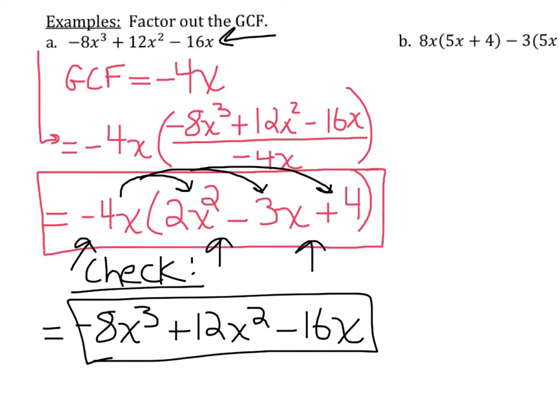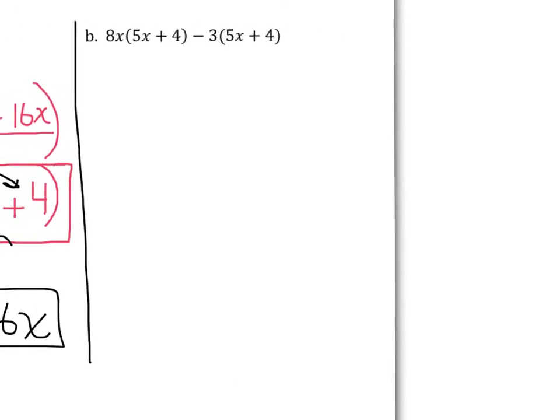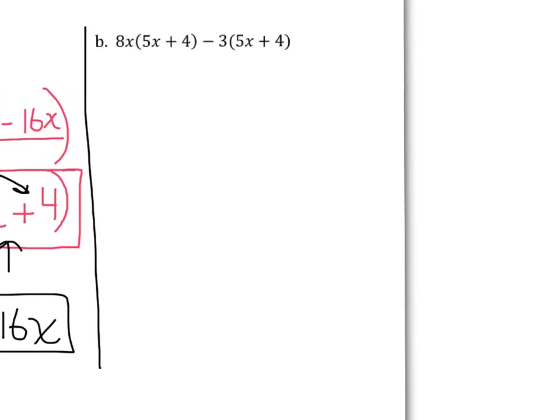All right. And we've gone through the process of factoring out the GCF. Let's look at one more example, because sometimes these get a little bit more complicated. In this example here, I have an 8x times the quantity 5x plus 4 minus 3 times the quantity 5x plus 4. Again, the first thing I've got to do is figure out what my GCF is.